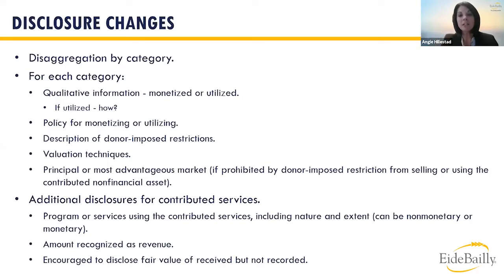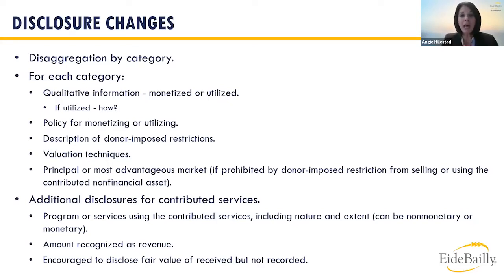When we get into the financial statement disclosures though, the not-for-profit is going to have to chunk that up into categories. So it might be donated legal services. It might be contributed vehicles. It might be contributed property and equipment. Whatever the separate categories and components are that make up that statement of activities line, that needs to be disclosed in the financial statements by category.